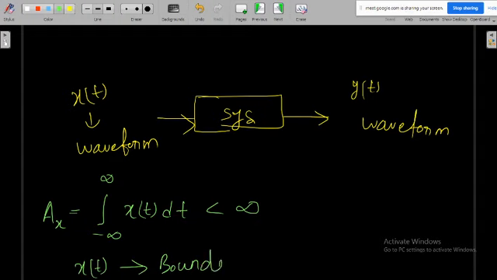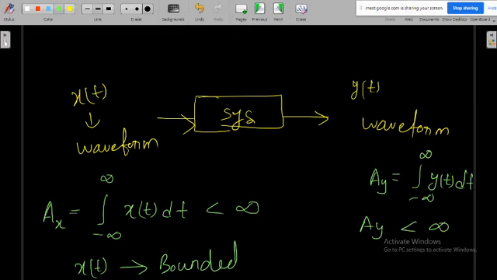So how to identify the boundedness? You calculate the overall area under the signal. If the area is not infinite, that means the area is finite, then the input is bounded. Similarly, you calculate the area under the output, again minus infinity to plus infinity y of t dt. If ay is less than infinite, then y of t is also bounded.